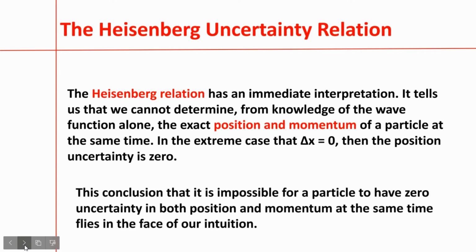This conclusion, that it is impossible for a particle to have zero uncertainty in both position and momentum at the same time, flies in the face of our intuition. Namely, our belief that a particle moving through space will at any instant have definite position and momentum which we can in principle measure to arbitrary accuracy.